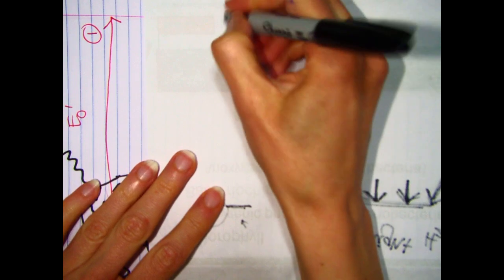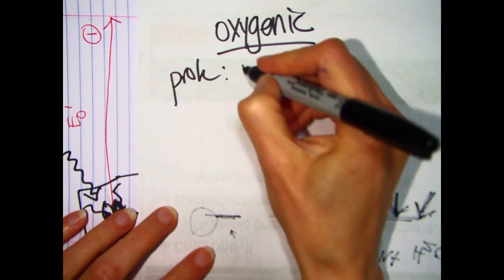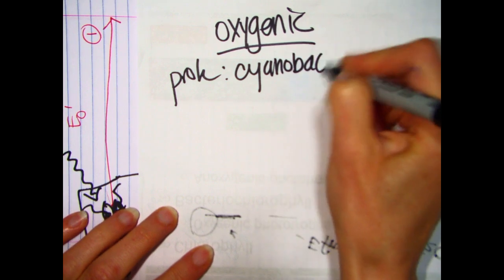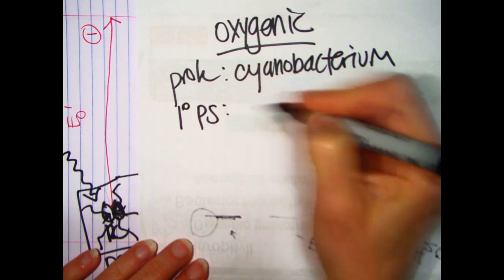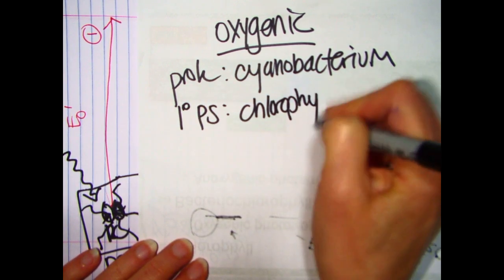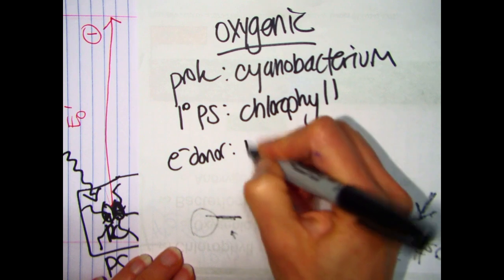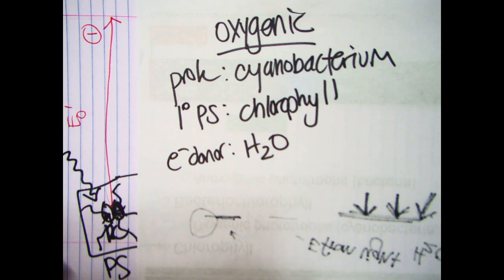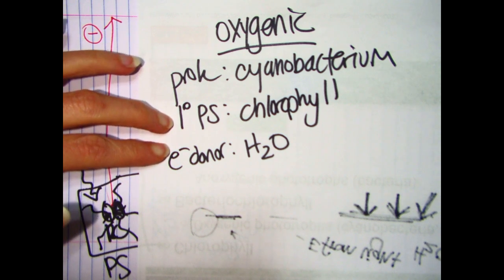So if a cell is doing oxygenic photosynthesis and it is a prokaryote, what kind of cell must it be? It must be a cyanobacterium. What must be its primary photosynthesis pigment? Chlorophyll. And what must be its electron donor? Water. So all of this is true of cells doing oxygenic photosynthesis. If it is a eukaryote, then it is a land plant, but these other two are true of any organism doing oxygenic photosynthesis.